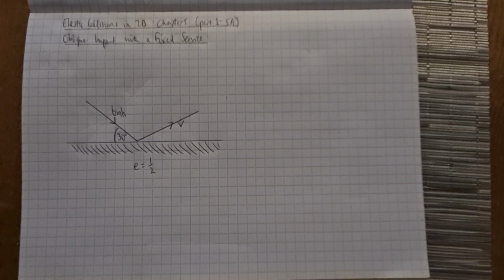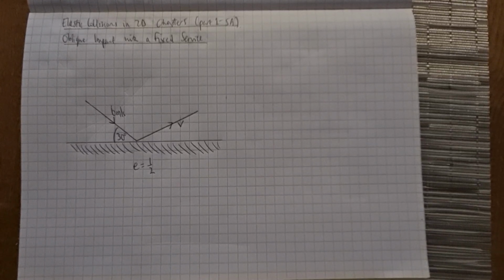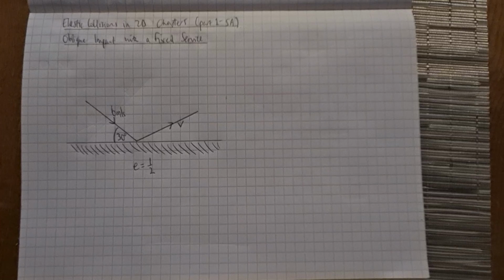Welcome to the final chapter of Further Mechanics 1. Here we're looking at chapter 5, where we're going to look at elastic collisions in 2 dimensions. The first part of this chapter is looking at oblique impacts with a fixed surface, where a particle moving in 2 dimensions hits a fixed surface. So I guess you can think about a snooker ball, for example, hitting a cushion on a table, something like that.